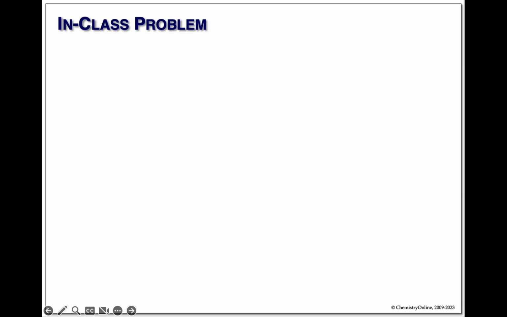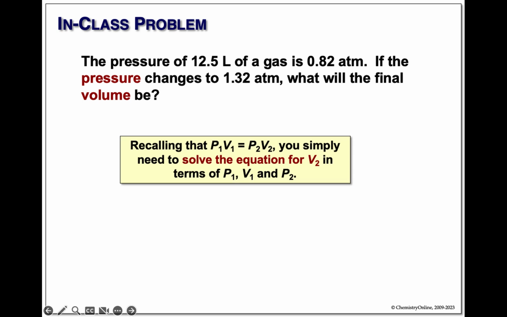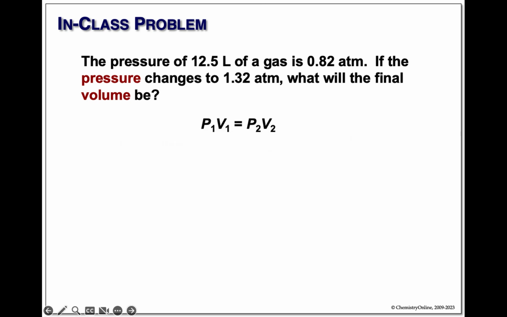Well, let's do a simple problem. 12.5 liters is our volume. Our pressure is 0.82 atmospheres. We're going to change our pressure, so we're adjusting our little piston here, to 1.32 atmospheres. What's the final volume? So as we adjust this, the volume's going to change, the pressure changes. Again, P1, V1, P2, V2. We're looking for the final volume, that's V2. So let's take our standard expression and simply solve it for V2. P1, V1 equals P2, V2, simply divide by P2, and that's our expression now.